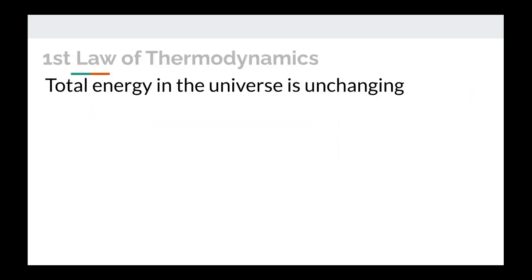Now let's talk about the first law of thermodynamics, which I think we have referenced before, but let's formally define it. The first law of thermodynamics says that the total energy in the universe is unchanging. Now, we're not usually concerned about the whole entire universe. We're usually concerned about a particular system. So for a system, what that means is if there is any change in energy, that has to be because of energy flow through working or through heating. Because inside that system, it cannot destroy or create any energy.